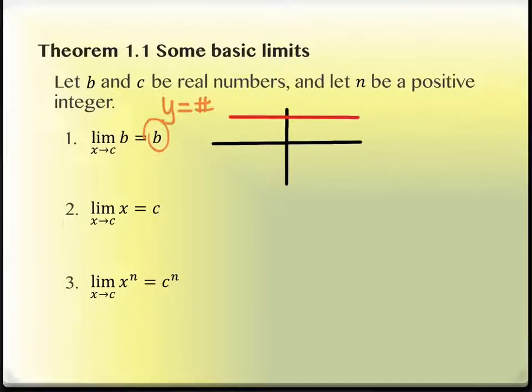On number 2, the limit as x approaches c of x is c. And again, I'm going to justify this from a graphical standpoint because it's fairly easy to see. If this is the line y equals x, the line y equals x means that whatever y is, x is, and vice versa. So if it's telling you that x is really, really close to c, then clearly y is really, really close to c because they're the same, right?